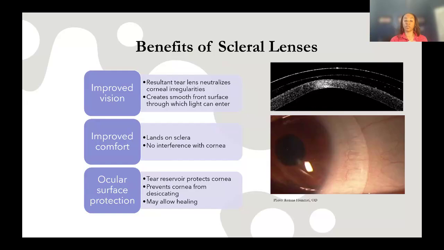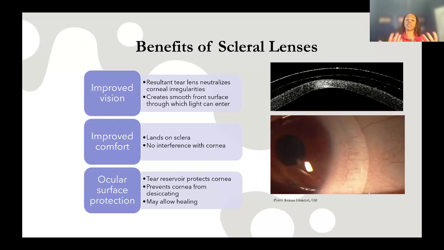The improved vision, why this happens is because there's a tear layer underneath the scleral lens that neutralizes all the corneal irregularities. And if fit right, it more often than not can neutralize all the irregular astigmatism. So it essentially creates a smooth ocular surface for the patient to view out of. Improved comfort, they're typically even more comfortable than soft contact lenses because they land on the sclera. They don't touch the cornea at all. So again, fit properly, the patient should be feeling very comfortable in this lens.